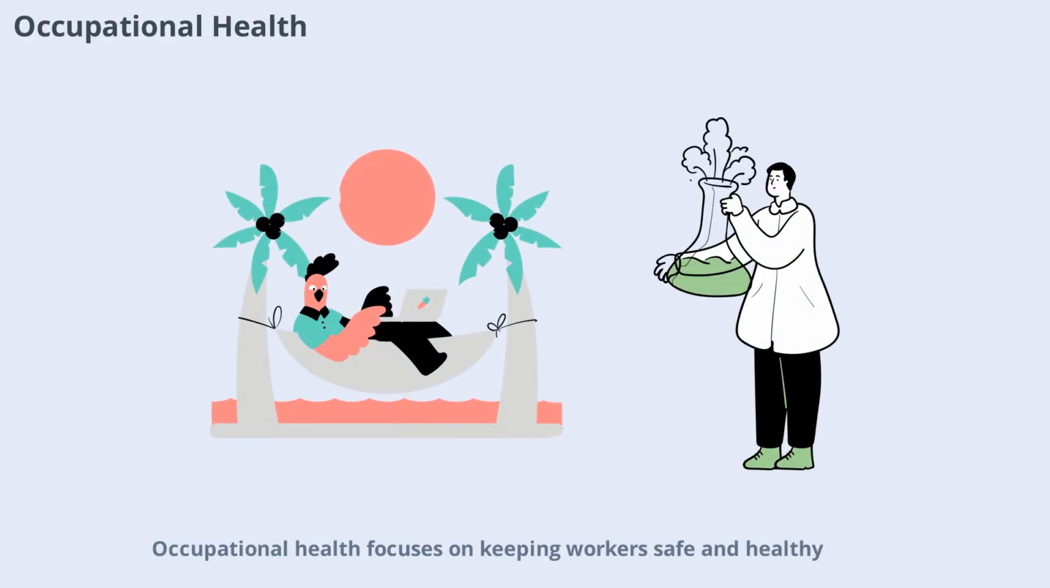Occupational health focuses on keeping workers safe and healthy. This includes preventing injuries, reducing exposure to hazards, and promoting wellness in the workplace. Public health professionals work with employers and employees to identify risks and implement safety measures. Healthy workplaces benefit everyone, leading to higher productivity and better quality of life.